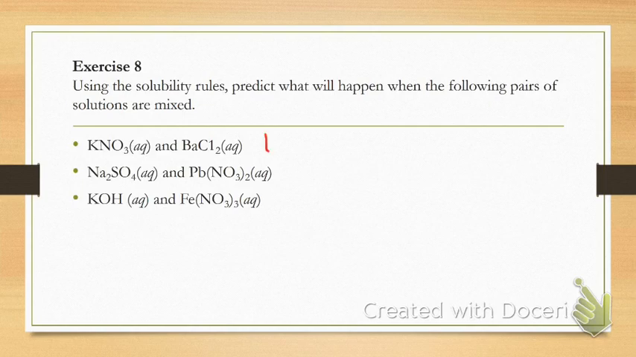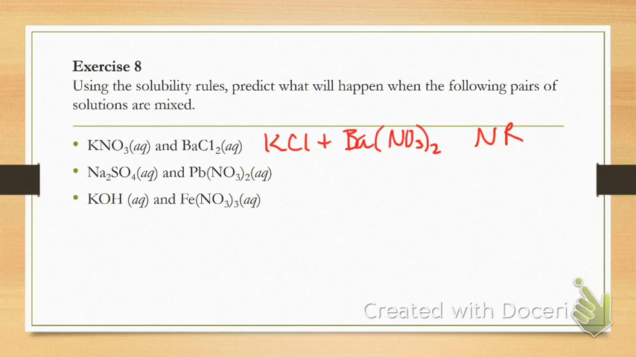Well, it would form potassium nitrate, right? Plus potassium chloride plus barium nitrate. Those are all soluble, so that one would be no reaction. I'm just getting y'all to look at your solubility rules here.